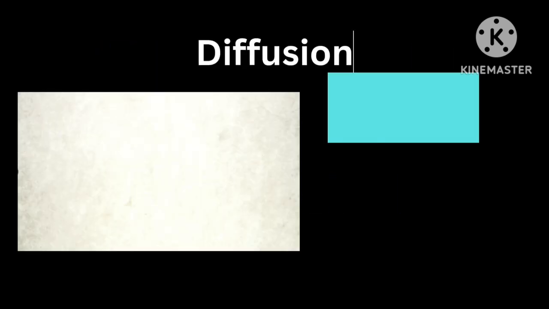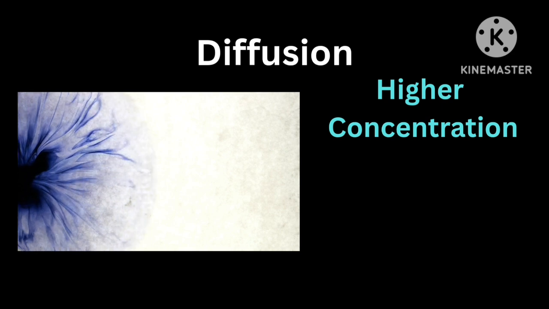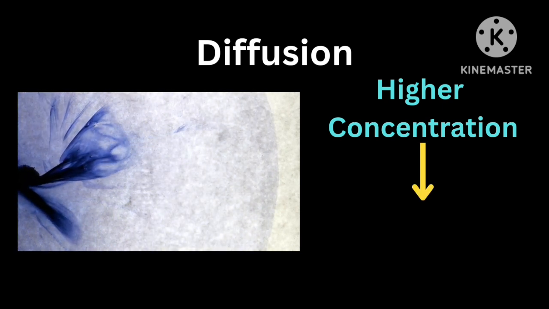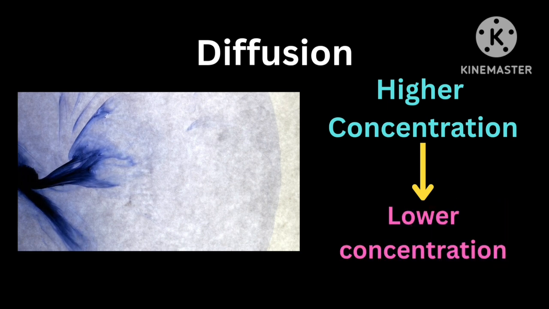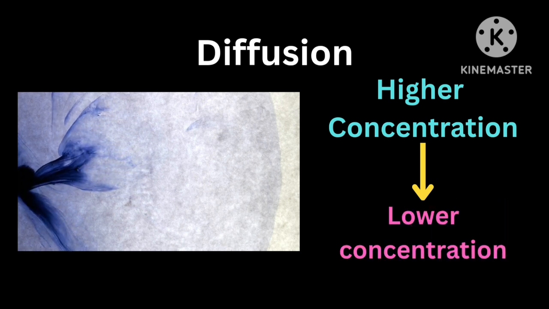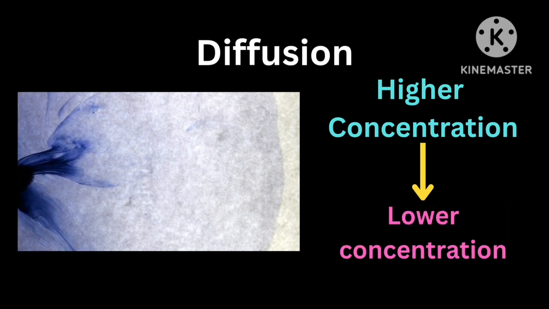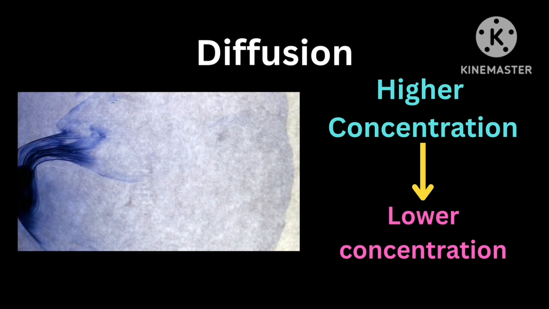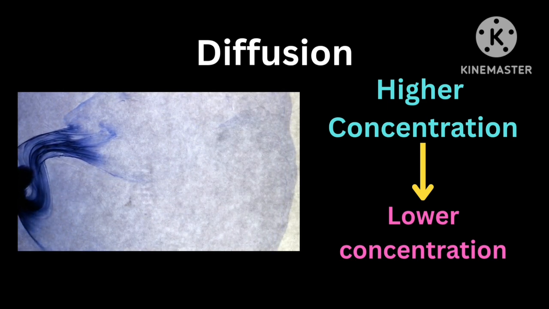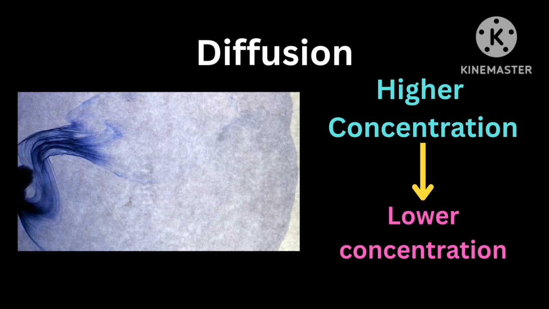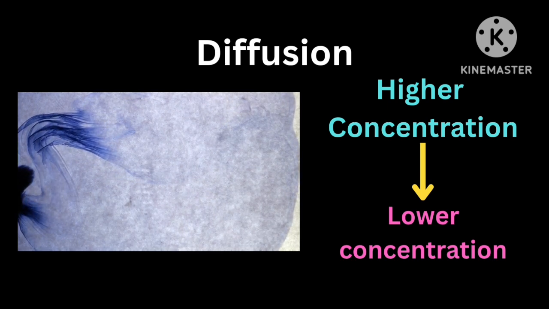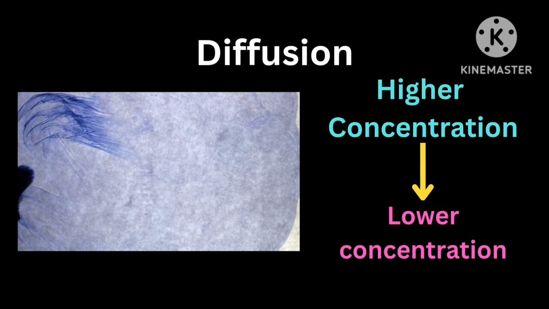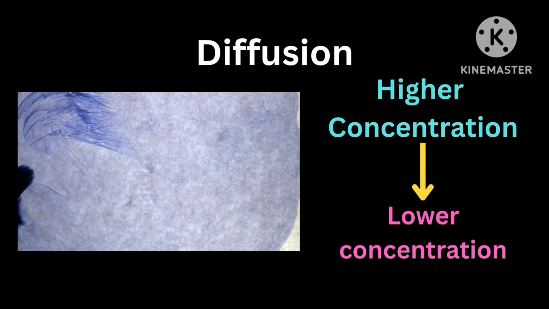Diffusion occurs from higher concentration to lower concentration. Here you can see a drop of ink in the water. Ink molecules diffuse into the water evenly, making the water blue, occupying the intermolecular spaces of the water, for which it flows from higher concentration to lower concentration. This phenomenon is known as diffusion. It is an important phenomenon of transport.